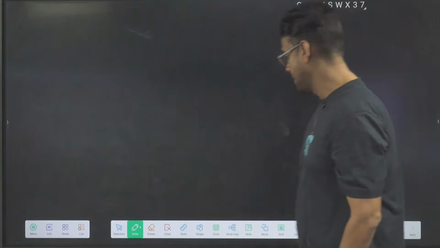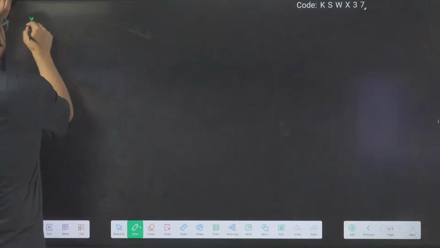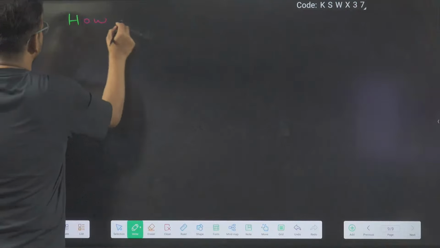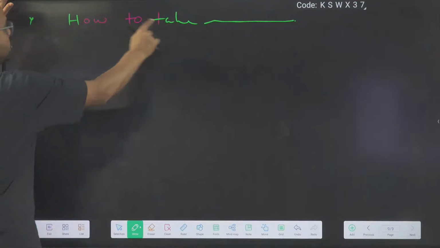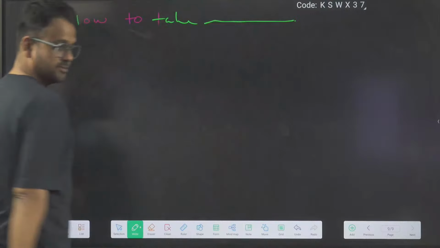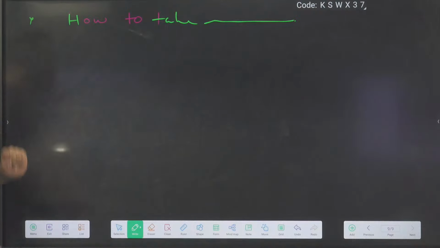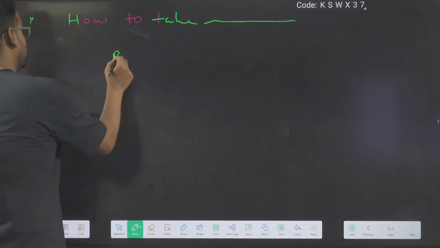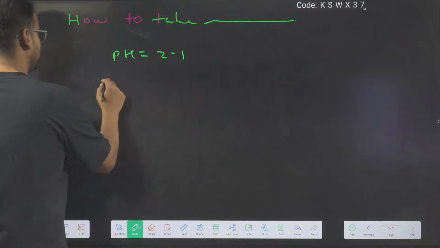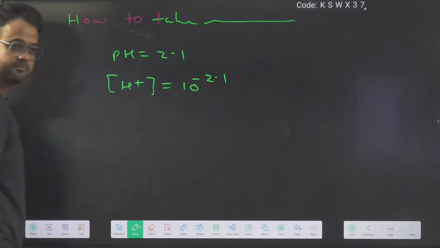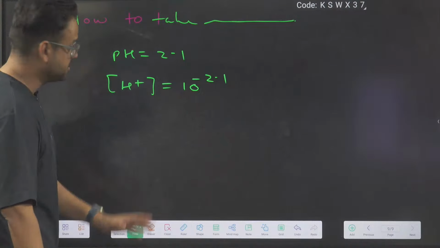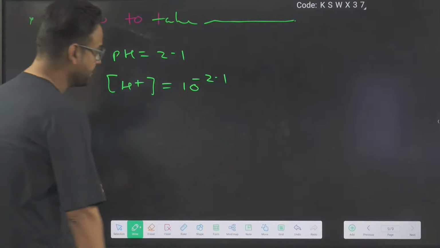So pay attention everybody. I am teaching it to you on our next slide. How to take anti-log. So pH is 2.1. So H plus would be 10 to the power minus 2.1. Okay everybody, H plus is 10 to the power minus 2.1.